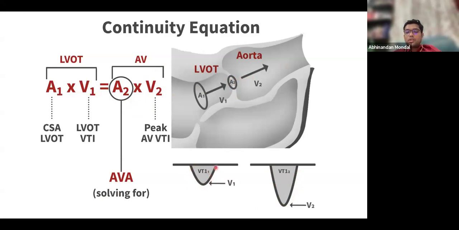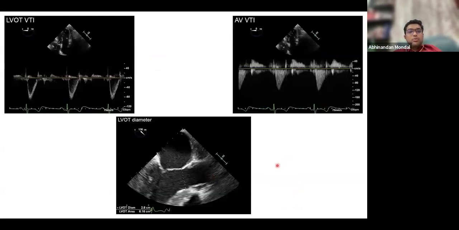So what is VTI? I will come to it in my next upcoming slides and explain it even more. So how do you calculate the LVOT VTI? The best place to look is the transgastric long axis view or your deep transgastric view. In the deep transgastric view, you put the pulse wave Doppler. Remember, pulse wave Doppler in your LVOT, exactly where you have measured your LVOT diameter.